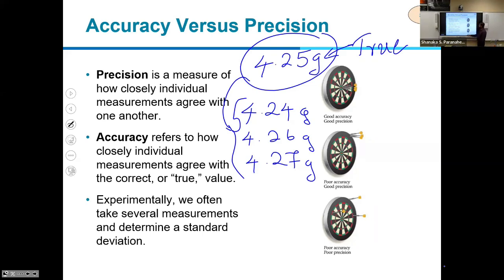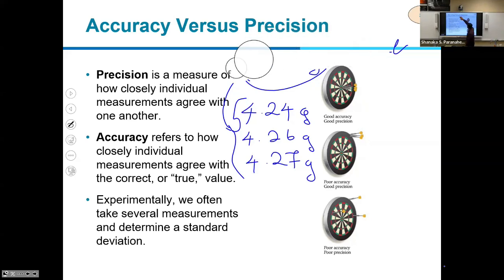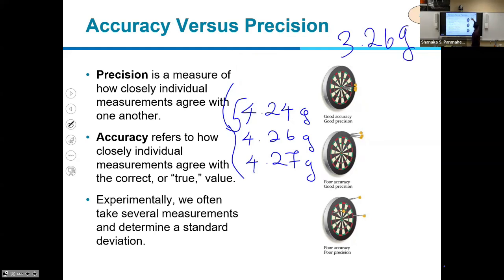But let's say your balance reads 1 gram extra than the actual weight. And if the actual weight is 3.26 or something like that, now you can see the calculated values have a deviation from the true value. So in that case, you have only good, higher precision, but it doesn't have accuracy because there's an error in the instrument. So yeah, the true value is 3.26. Our calculated data deviate from that value.